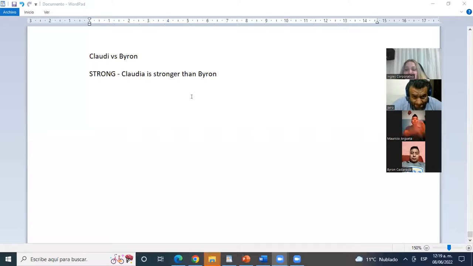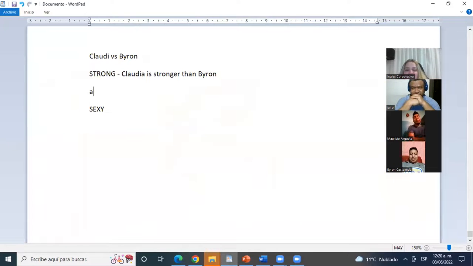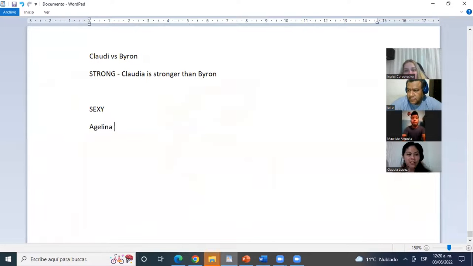Okay, guys, another example. Wait. All right, go ahead. Right now, we're going to compare the adjective sexy, okay? And we have Sanchez or Angelina Jolie. What is the comparison? What's the answer? Angelina Jolie is sexier than Sanchez. Angelina Jolie is sexier. Look. Sexier than Sanchez. All right. That is easy.